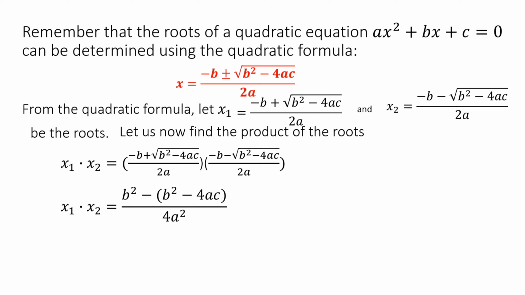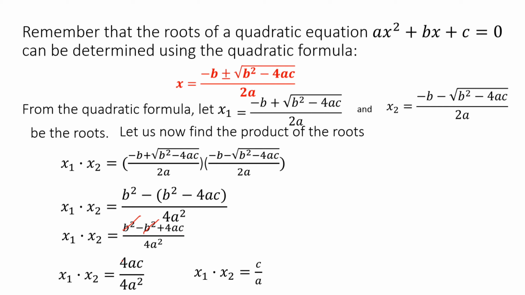So we are going to distribute this negative to the parentheses. So negative times b squared, that's negative b squared. The negative times negative 4ac, so you have positive 4ac. So you have now b squared minus b squared plus 4ac all over 4a squared. So yung b squared ngayon, cancel na yan. So we have now 4ac over 4a squared. Then simplify yan, so c over a. So the product of the roots of a quadratic equation is c over a.